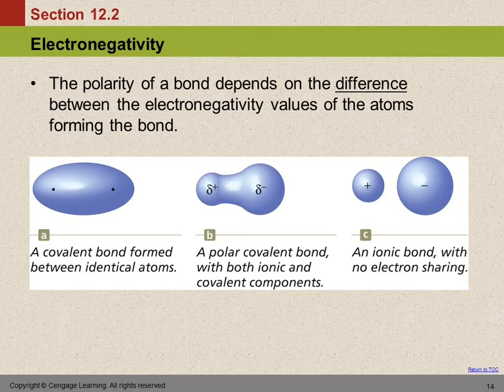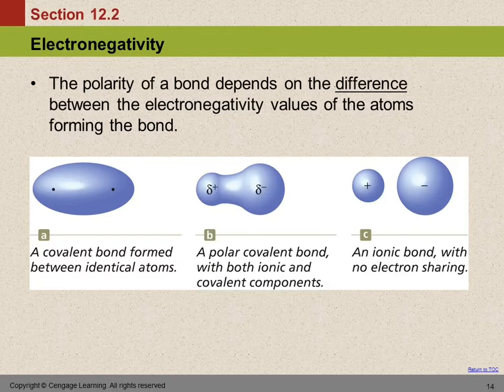So we mentioned what a polar bond is. The polarity of the bond is going to depend on the difference between the electronegativity values. So here we have an illustration of a covalent bond between two atoms that have identical electronegativities. If the atoms are the same element, then they must have the same electronegativity. And so that's what I want you to be able to recognize.